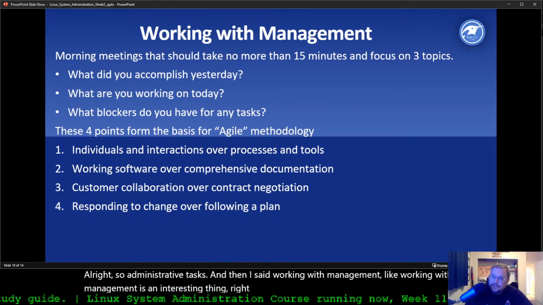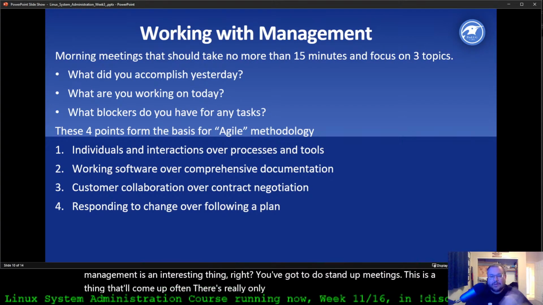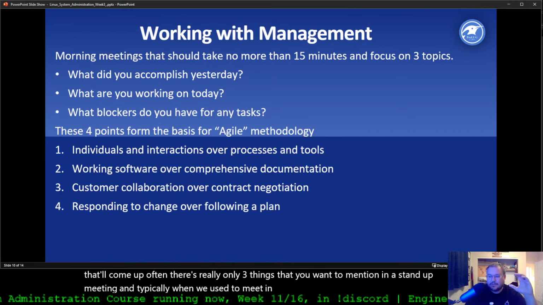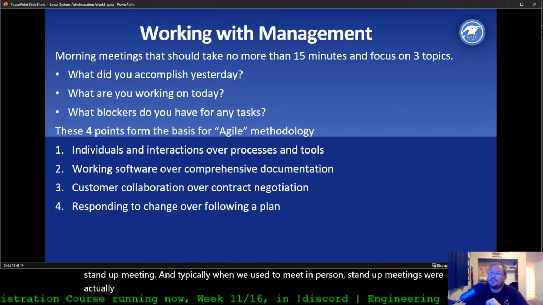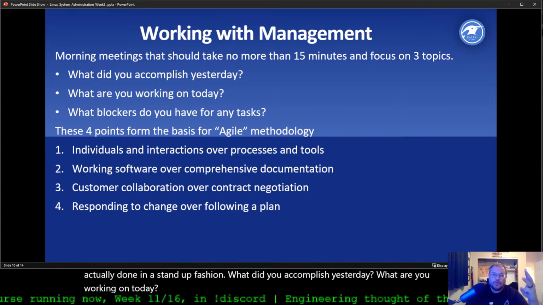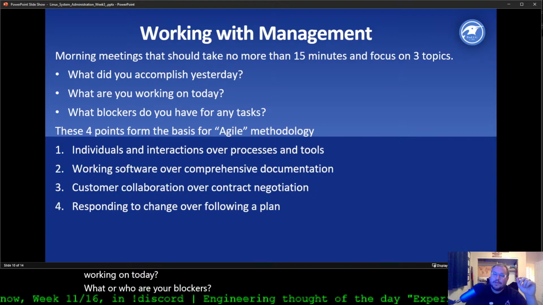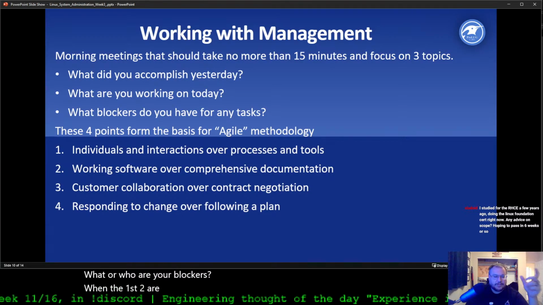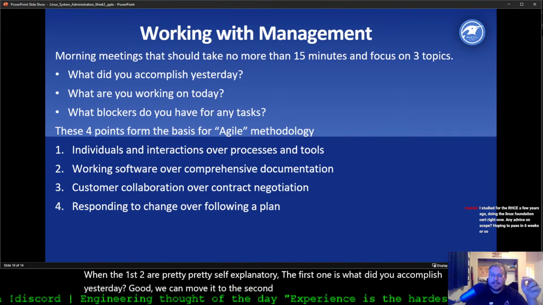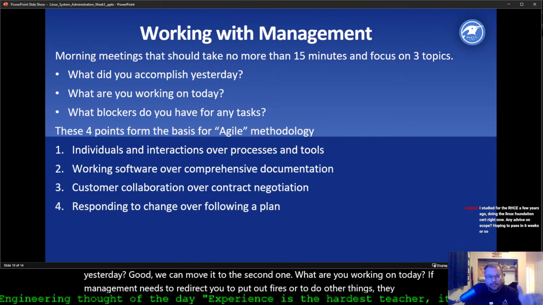You've got to do stand-up meetings. This is a thing that'll come up often. There's really only 3 things that you want to mention in a stand-up meeting. And typically when we used to meet in person, stand-up meetings were actually done in a stand-up fashion. What did you accomplish yesterday? What are you working on today? What or who are your blockers? The first 2 are pretty self-explanatory. The first one is, what did you accomplish yesterday? Good, we can move it. The second one, what are you working on today? If management needs to redirect you to put out fires or to do other things, they can do that. That's what the morning time's for.